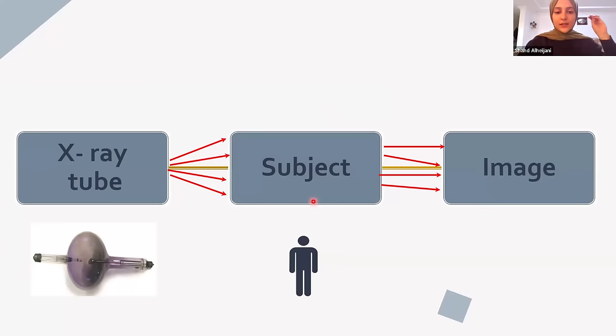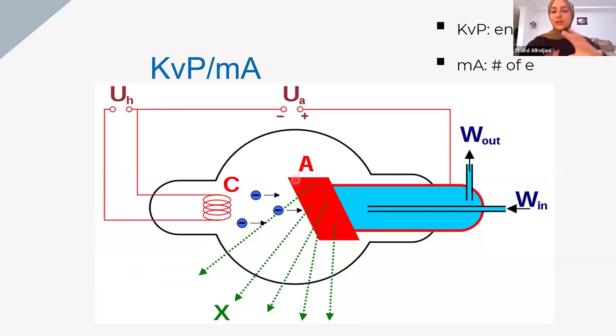Now, let's again dig deeper into the X-ray tube itself. This is a schematic diagram showing us the X-ray tube. Here we have the cathode, here we have the anode, and we have the microfilament. Now, what exactly is happening here? First thing I want you to remember is that the cathode is the negative side and the anode is the positive side.